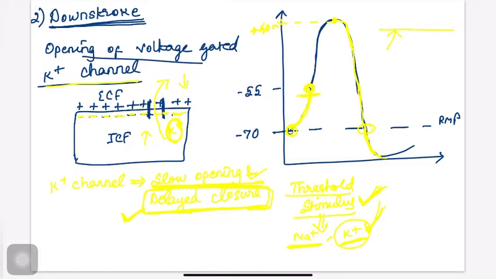So the membrane potential will become negative, and as it is characterized by slow opening, it won't open as soon as the stimulus is applied. And also the downstroke will continue beyond the resting membrane potential because of its characteristic of delayed closure. When the membrane potential becomes more negative than the resting membrane potential, the closure of the potassium channel begins.